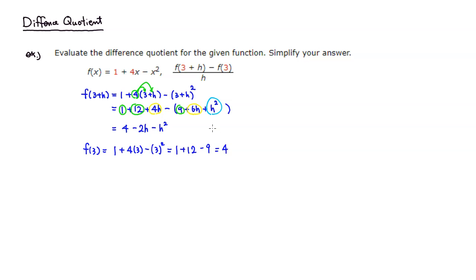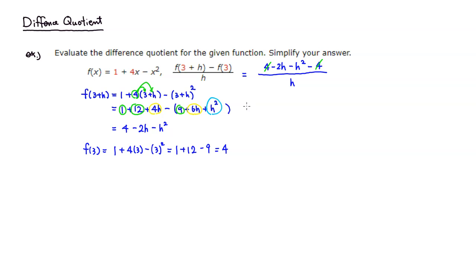Then I think we're ready to compute the difference quotient here. So we have all the ingredients. I'm too lazy. Can I just go up here? So we have f of 3 plus h. That came out to be 4 minus 2h minus h squared, minus f of 3 came out to be 4, and then divided by h. So we can cancel 4 and 4. So 4 minus 4 is 0.